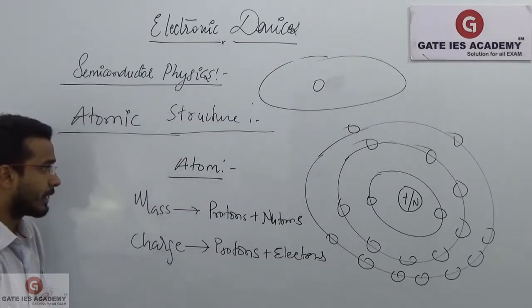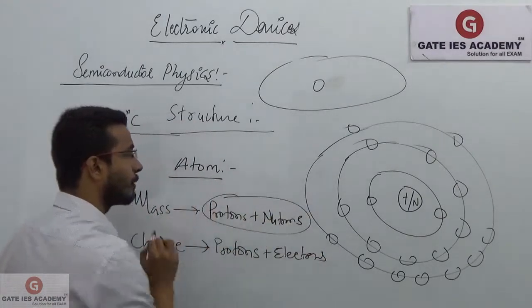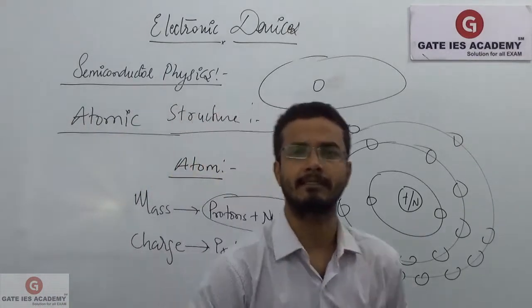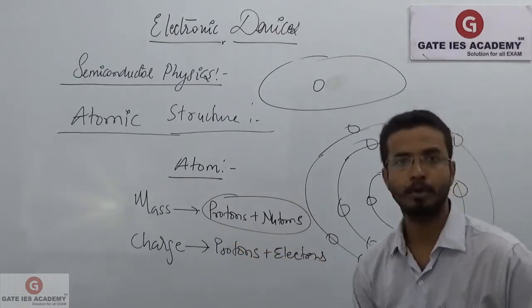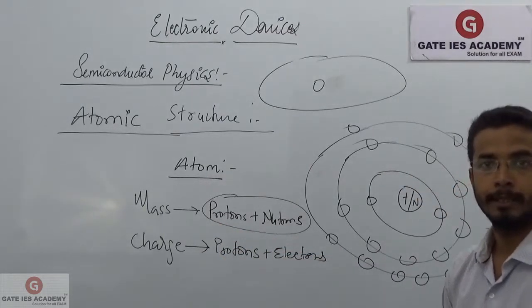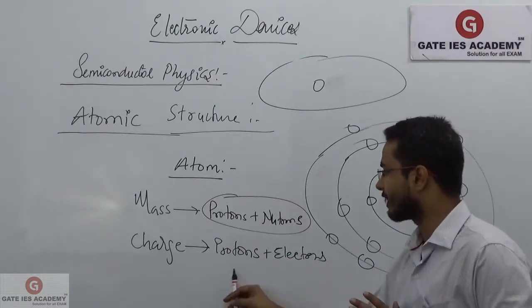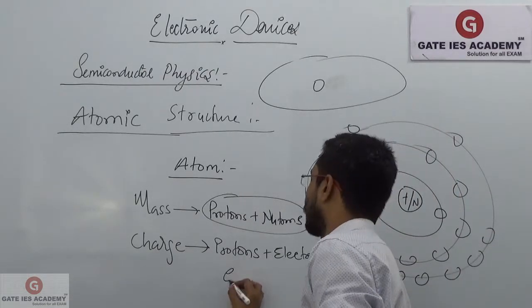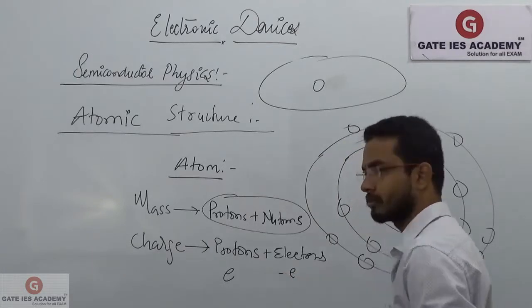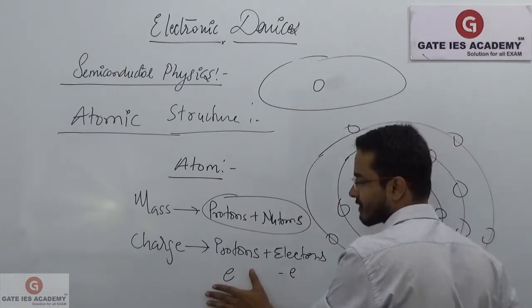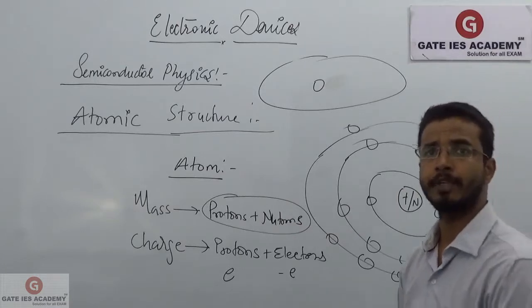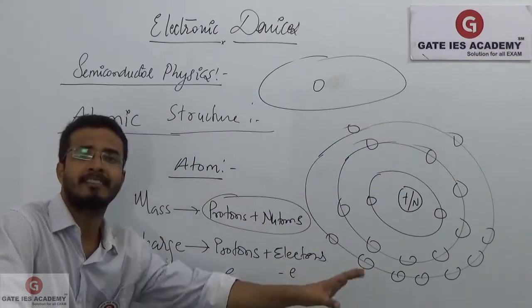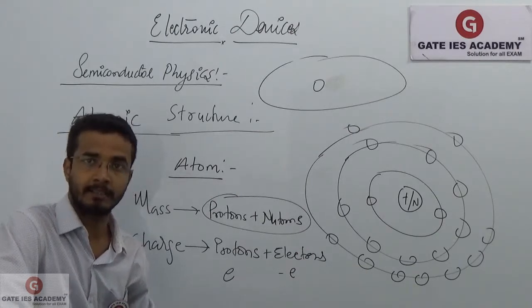That means these two are responsible for the total mass, because we know that the electron is very light with respect to my protons and neutrons. Okay, and the total charge will be decided by proton and electron. So if the proton has charge +e, the electron will have charge -e. We know that the electronic charge is 1.6 x 10^-19 coulombs, and the charge on the electron will be -1.6 x 10^-19 coulombs.